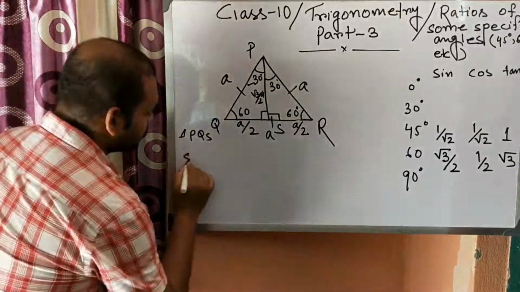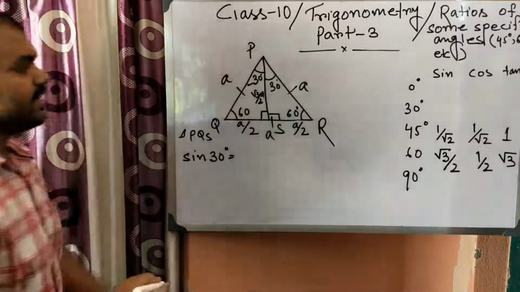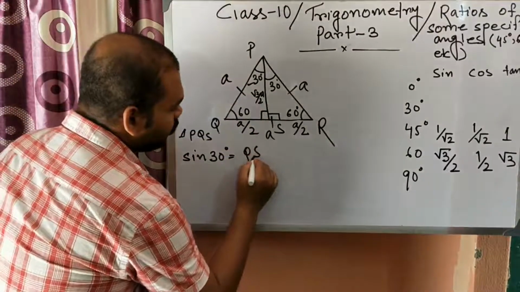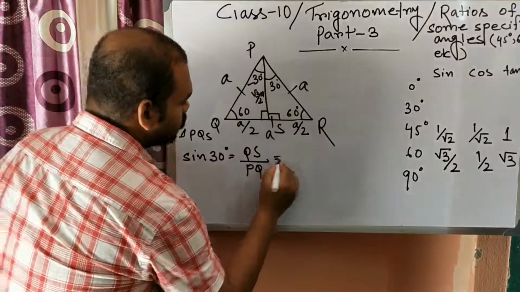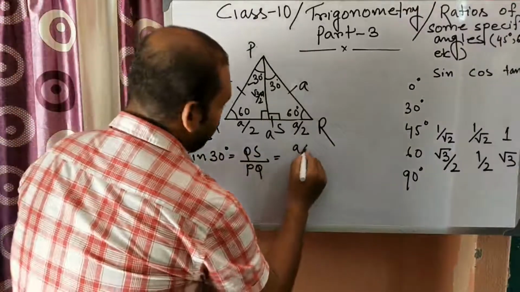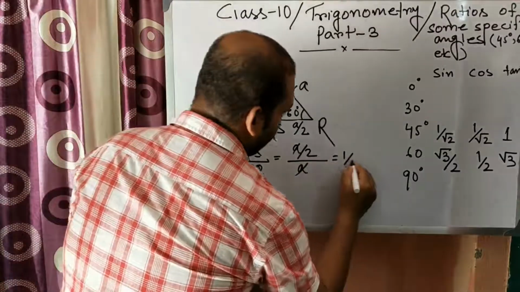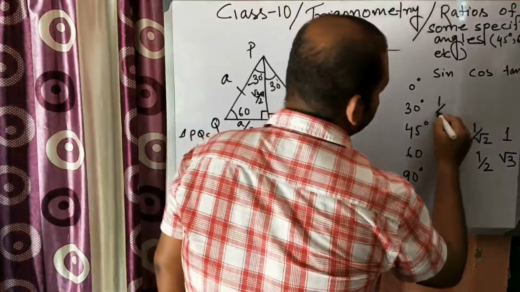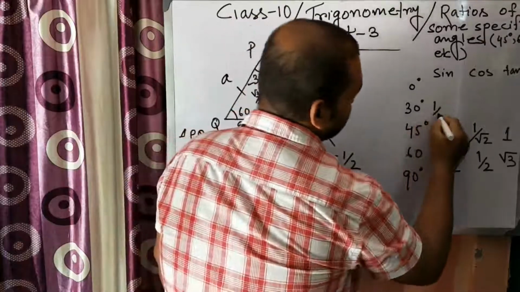Okay, so sine 30 degree will be perpendicular by hypotenuse. Perpendicular in this case is QS, and the hypotenuse remains the same, PQ. So QS by PQ. Now put the values: QS is a by 2 and PQ is a. So a cancels out and you will get half. Okay, so sine 30 degree is half. Write it here: sine 30 degree is half.